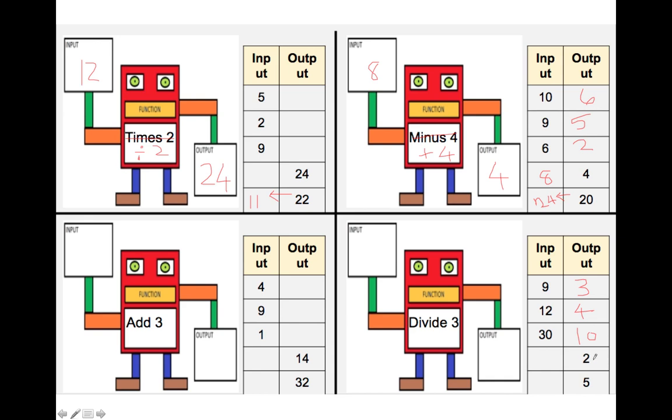So let's just have a look at going the other way. The opposite of divide is times 3. So going the other way, 2 times 3 is 6. 5 times 3 is 15.